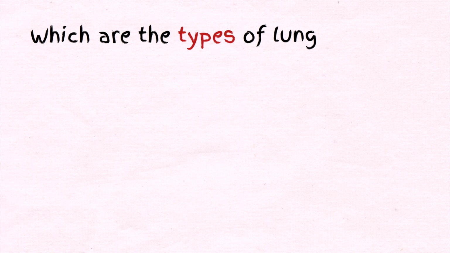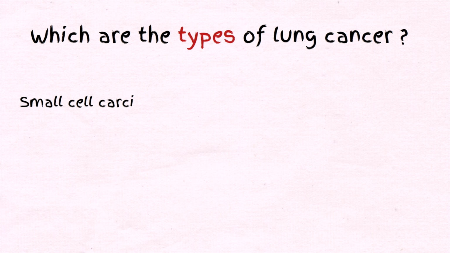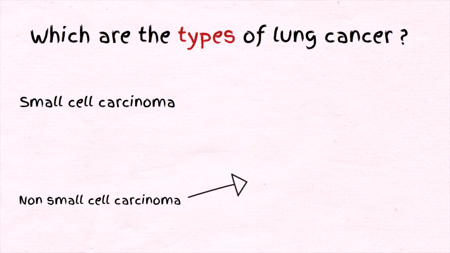Which are the types of lung cancer? Histologically, lung cancer is divided into a small cell carcinoma and a non-small cell carcinoma. The non-small cell carcinoma is then formed by adenocarcinoma and the squamous carcinoma.